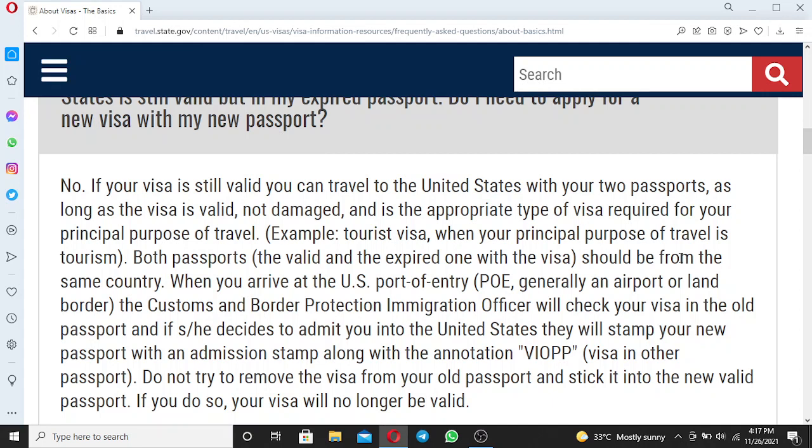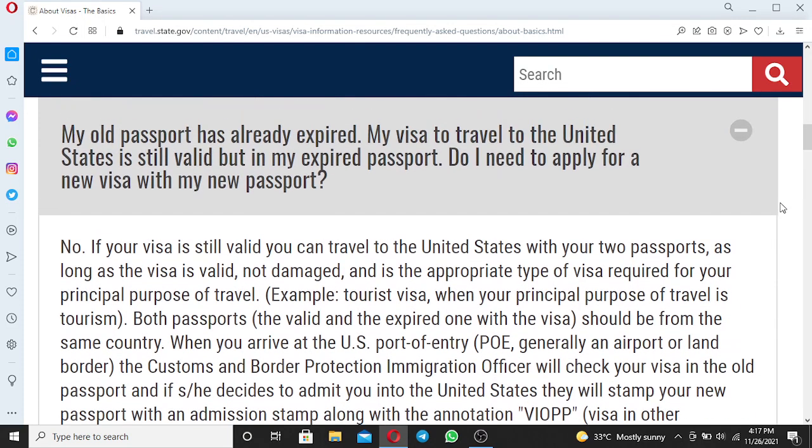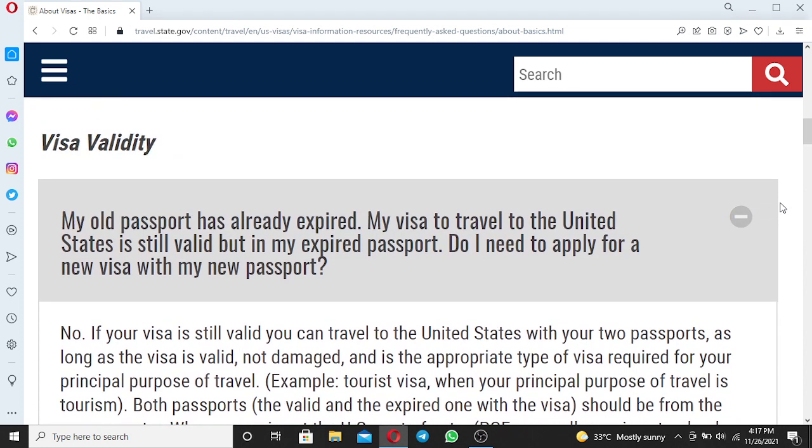And you will be allowed to enter the United States. But don't try to remove your valid visa from the old passport and stick it to the new passport. If you do so, your visa will no longer be valid. So don't worry concerning your visa validity in your expired passport.